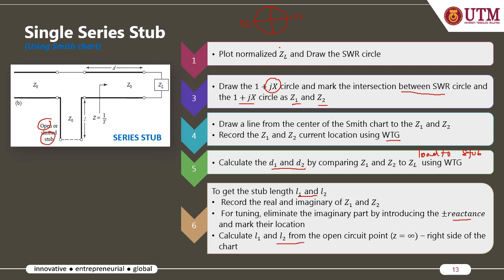And then you can calculate from the open circuit if the stub is open circuit, or if you have a short circuit, then you have to calculate the L from the short circuit. Short circuit for impedance is on the left hand side, and open circuit on the right hand side.